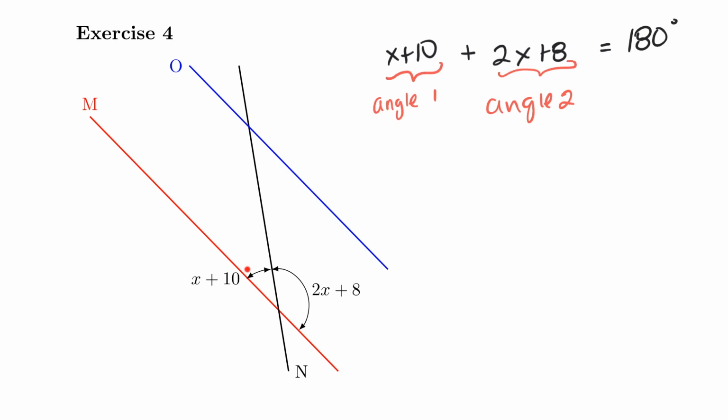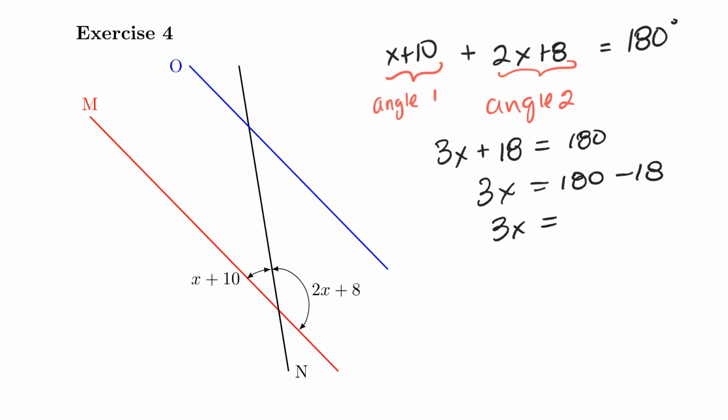Why? Because again, these two are supplementary angles. If we start from one side of the line and go all the way to the other side of the line, it's 180 degrees. Okay, so let's solve this equation. This will be x plus 2x will be 3x, 10 plus 8 will be 18, equal to 180. 3x is equal to 180 minus 18. 3x is equal to 162. X is equal to 162 divided by 3, which is equal to 54. What does that mean? That the value of x in this equation is 54.